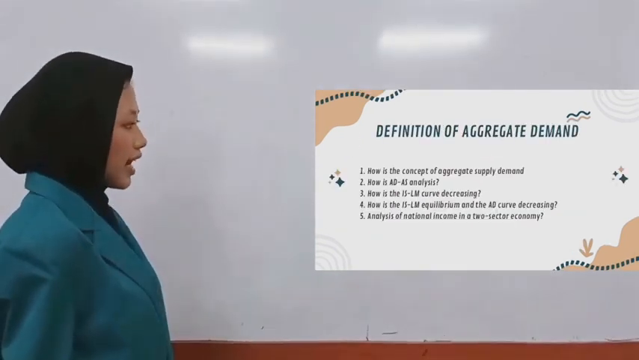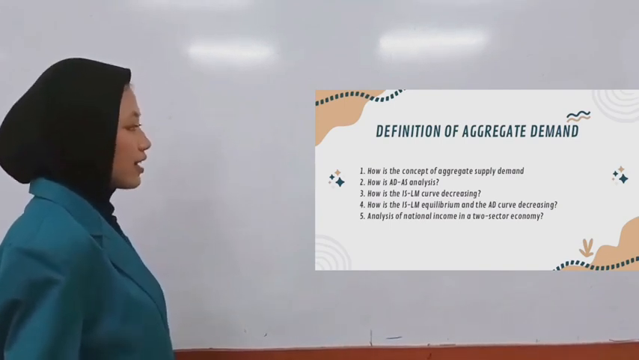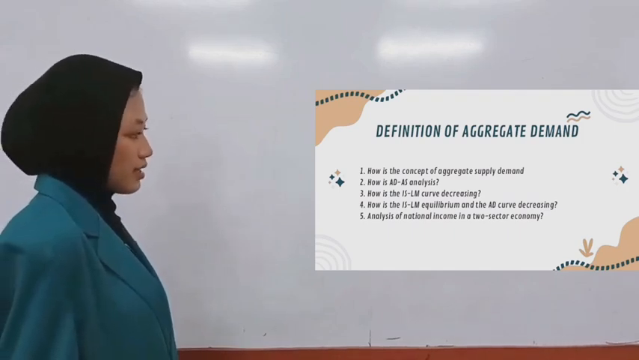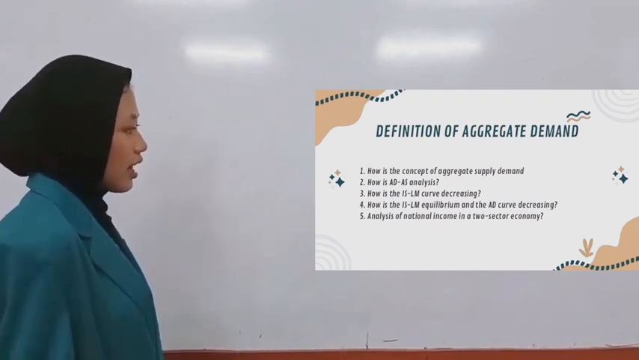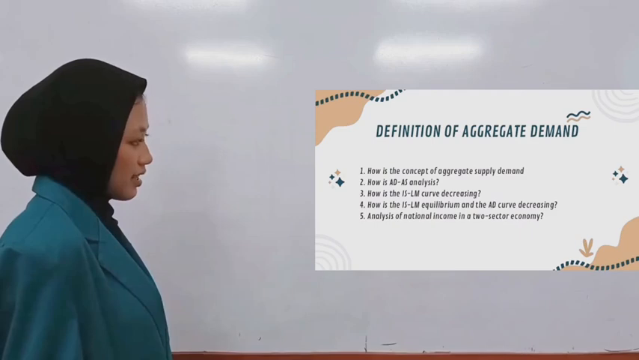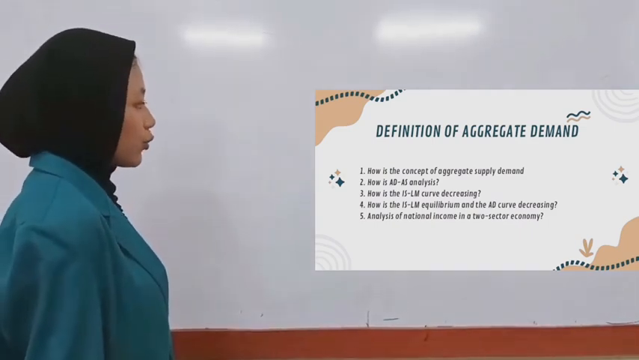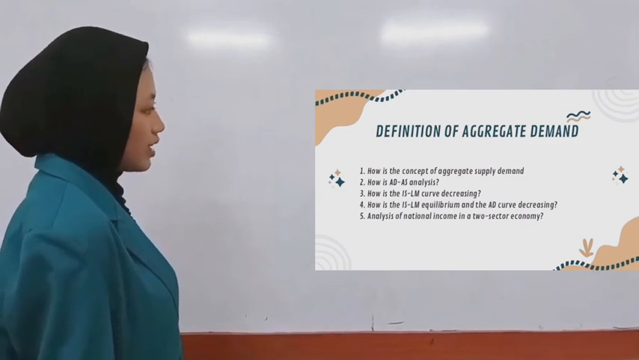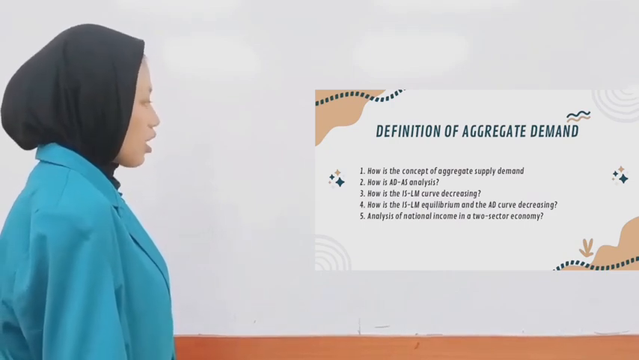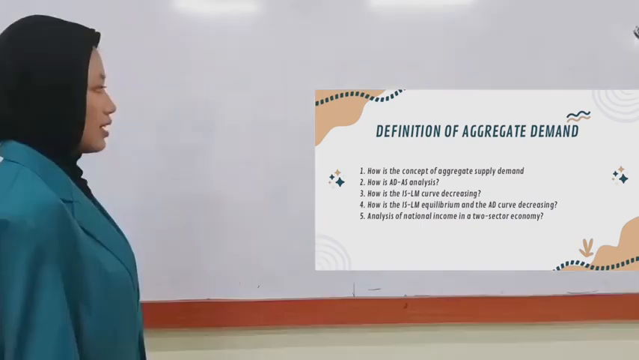Definition of aggregate demand. 1. What is the concept of aggregate supply and demand? 2. How is AD-AS analysis done? 3. How is the IS-LM curve derived? 4. How is the IS-LM equilibrium and the AD curve derived? 5. Analysis of national income in a two-sector economy.